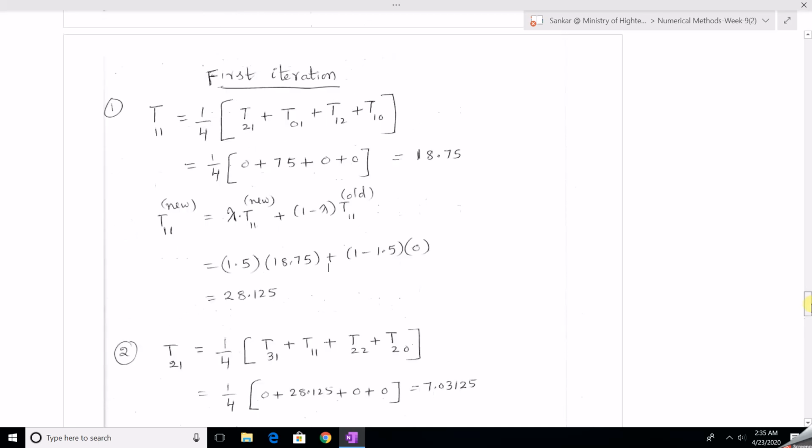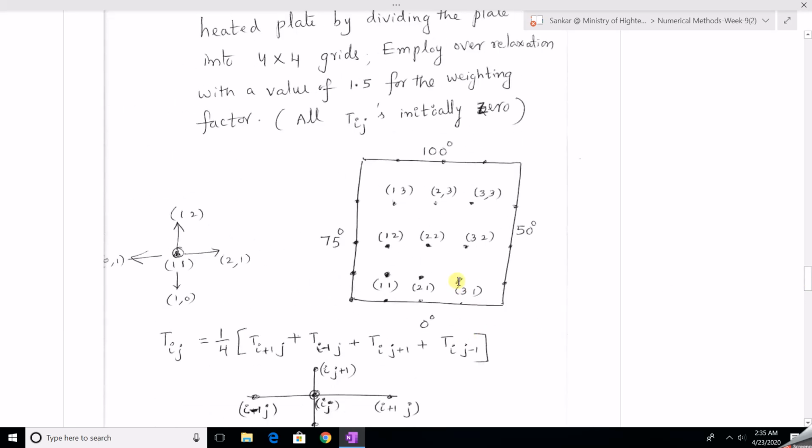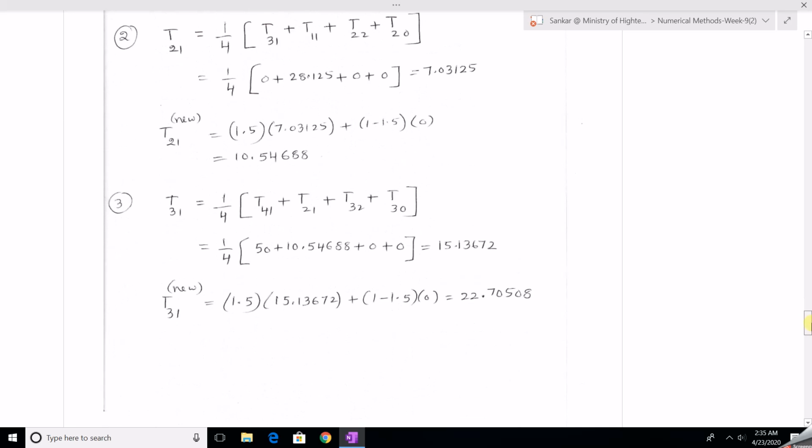The next point is 3,1, so we have to find the temperature at 3,1. The surrounding points are 4,1, the previous point 2,1, the point above 3,2, and the point below 3,0. We have to use these 4 surrounding points. I will write that: T31 is equal to 1 over 4 times T41 plus T21 plus T32 plus T30.